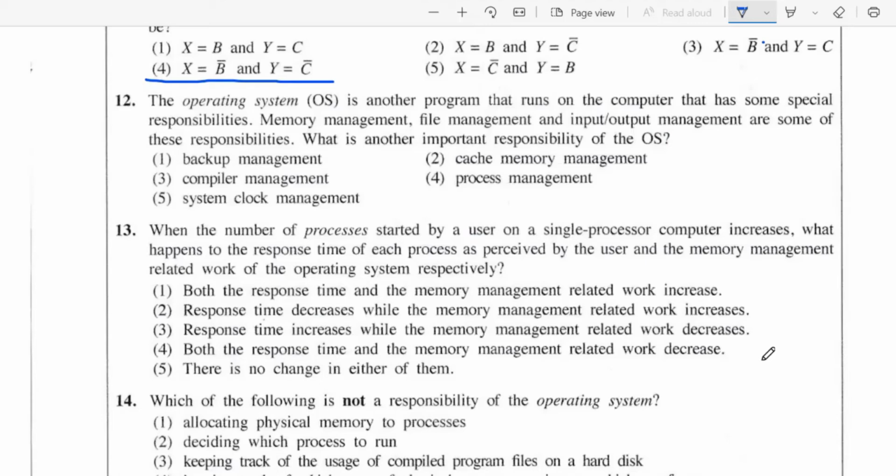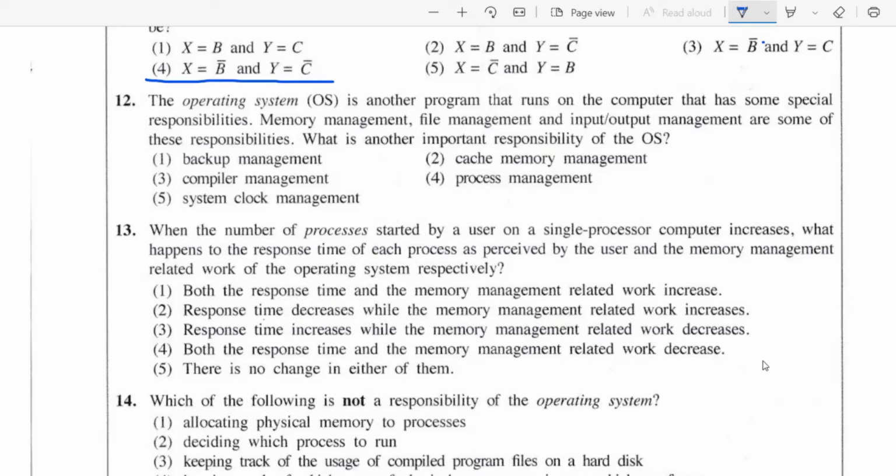Okay, then question number 12. The operating system is another program that runs on the computer that has some special responsibilities. Memory management, file management, and input-output management are some of the responsibilities. What is another important responsibility of the operating system? Number one, backup management. Backup management is not a responsibility of the operating system. If we want a backup, we can use backup software or a backup application. We can run a backup application manually and do our backup requirements, so it is not a responsibility of the operating system.